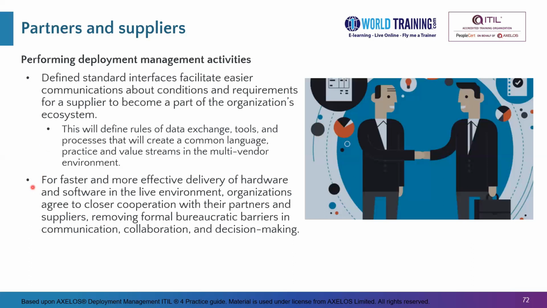It is important not to be too bureaucratic for faster and more effective delivery of hardware and software in the live environment, because deployment is always followed by release. And so organizations need to have closer cooperation with their partners and suppliers, and they can do so by removing formal bureaucratic barriers whenever they communicate, collaborate, and make decisions.